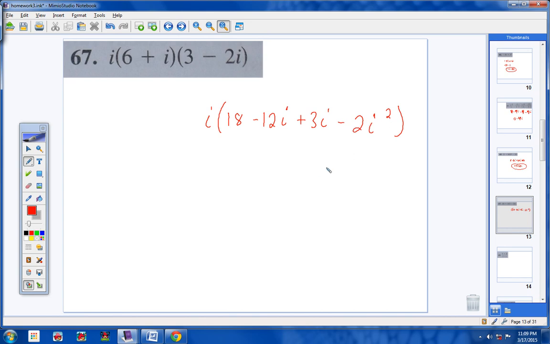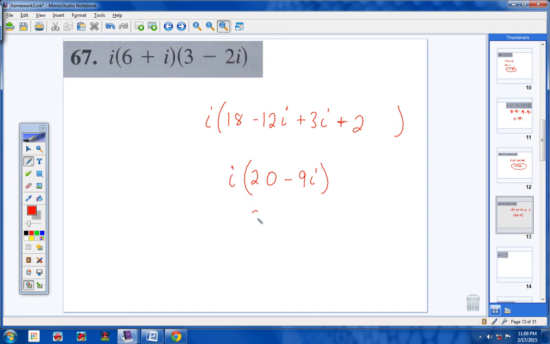Okay, so there we go. Now we all know that i squared is a negative 1. And we know a negative 2 times a negative 1 is a positive 2. So there we go. Now combine your like terms. 18 and 2 is 20. Negative 12 and 3 is negative 9i. And then of course we have an i on the outside to multiply through.